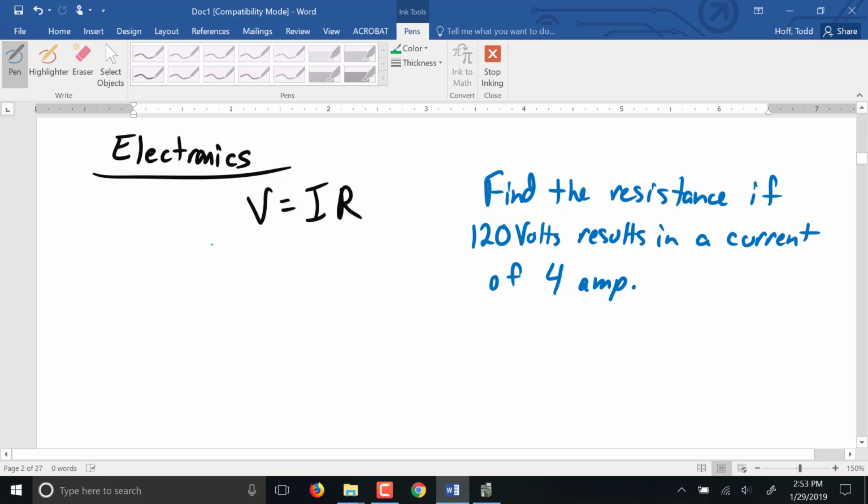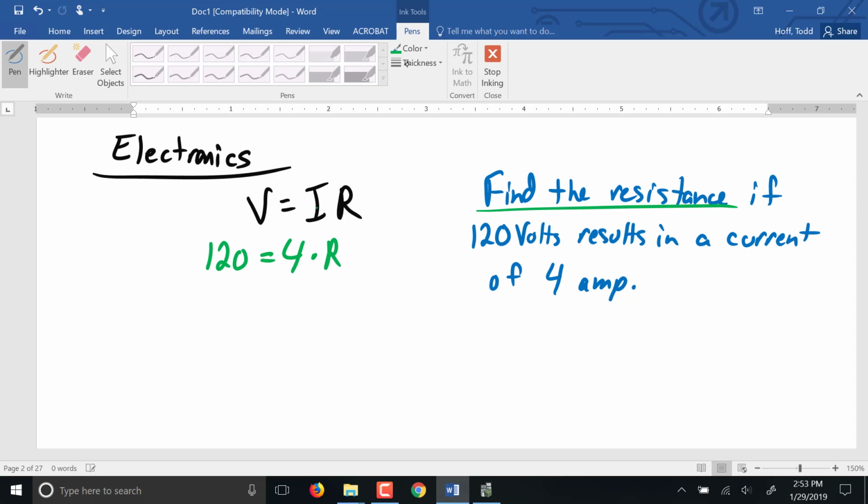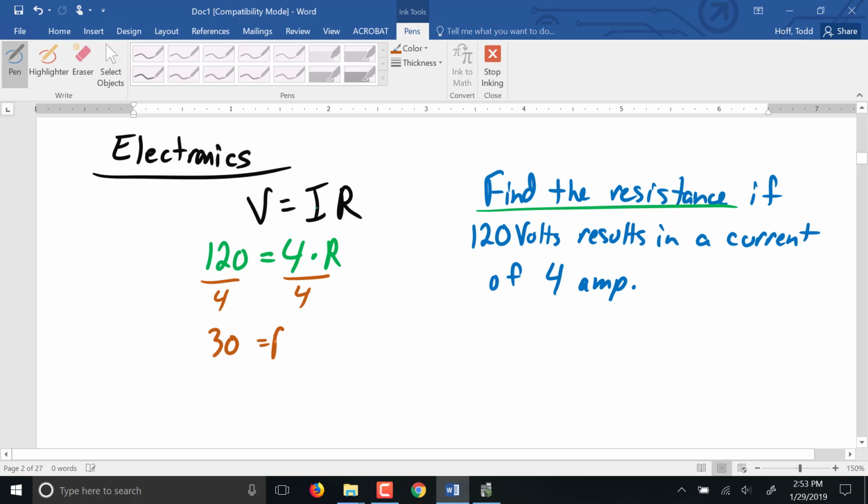So we put V is 120 volts here. I is the current, that's 4 amps, times R. We're trying to find the resistance. So here we just divide by 4, you get 30 equals R. So resistance, wouldn't expect you to know that here, but resistance is measured in ohms. That would be 30 ohms.